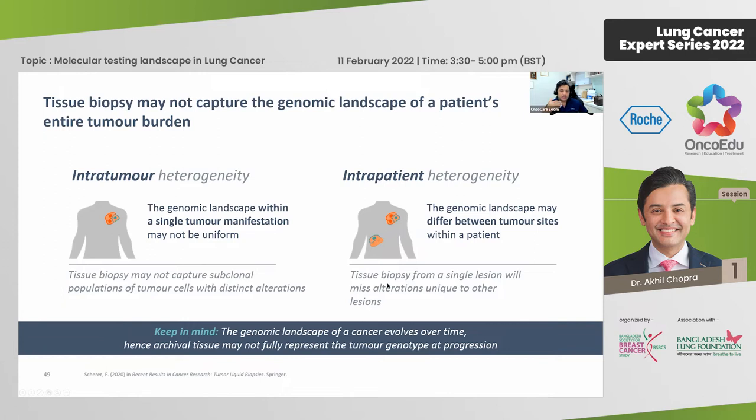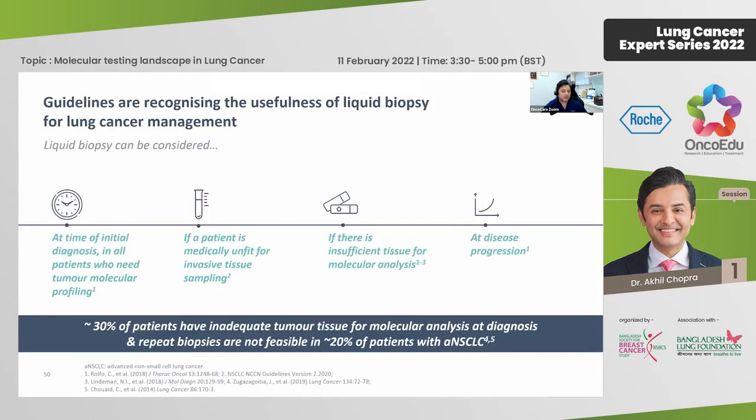So we know that as the cancer progresses, the genomics of the cancer also evolves. And using old tissue or a biopsy from one area may not accurately represent the genomic signature of the tumor that is progressing. And this is where liquid biopsy is beneficial because as the cancer progresses, it sheds DNA into the blood. And when we test this DNA, we can more accurately diagnose the resistant mutations.